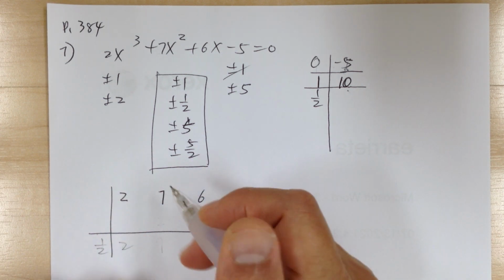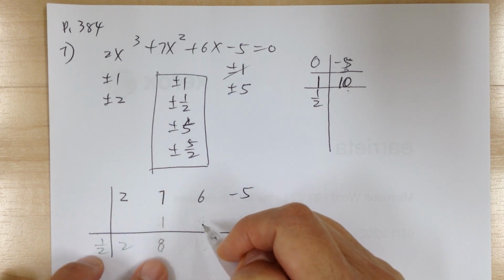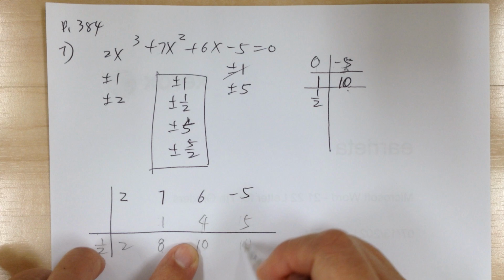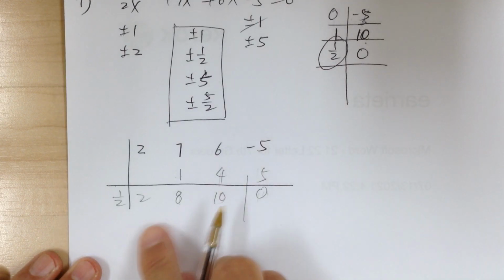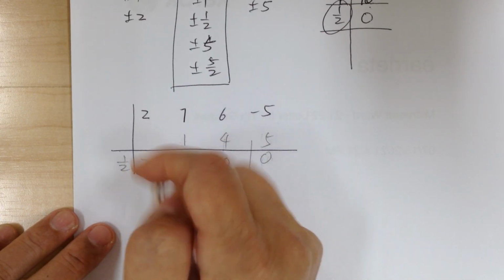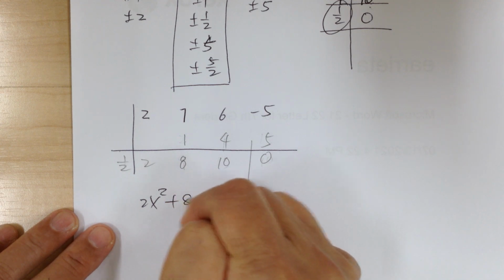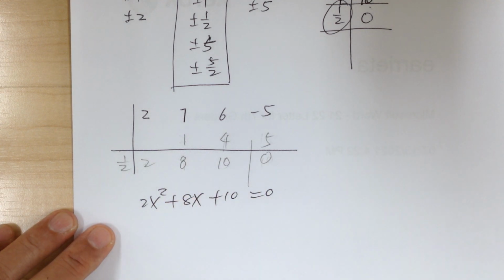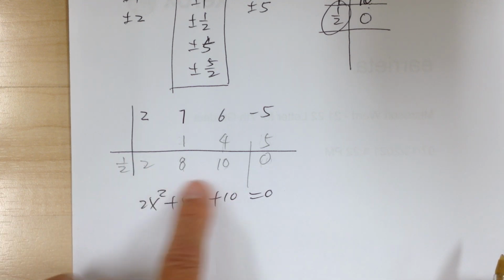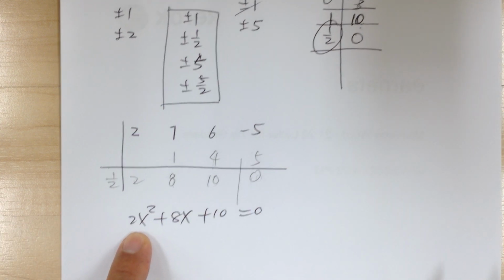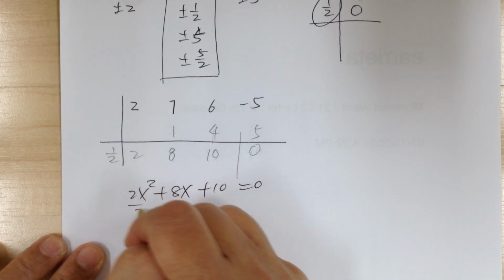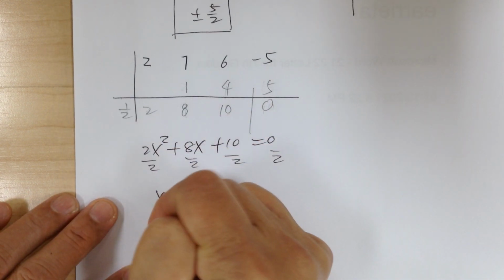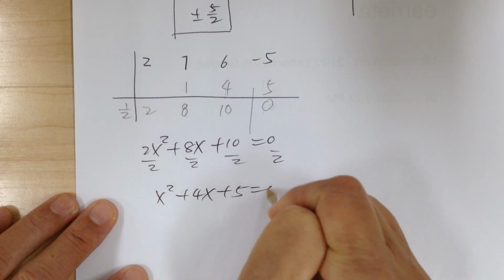You drop the number, multiply, add, multiply, add, multiply, add. There you go, see? So this is your answer. Once you get one of the answers and reach the quadratic form, you can solve by the method you learned before. The next part is 2x squared plus 4x plus 10 equal to 0. First, I'm going to divide everything by 2 to lower my numbers, so I get x squared plus 2x plus 5 equal to 0.